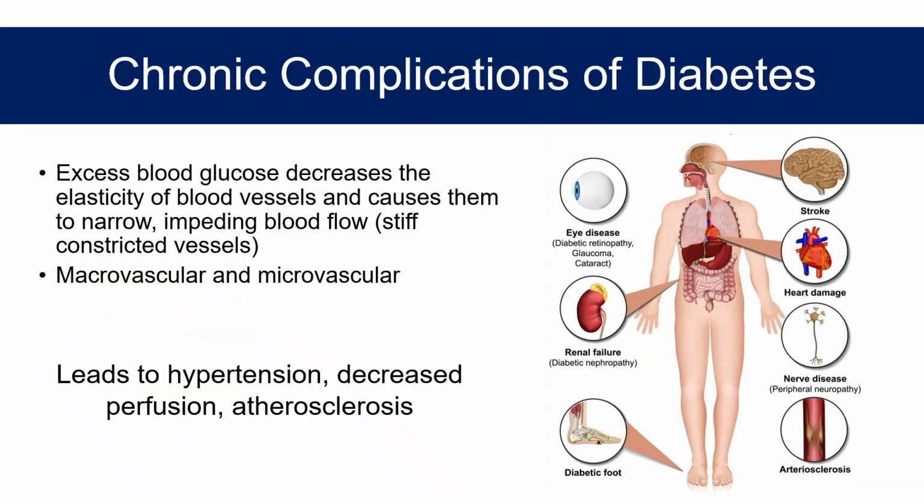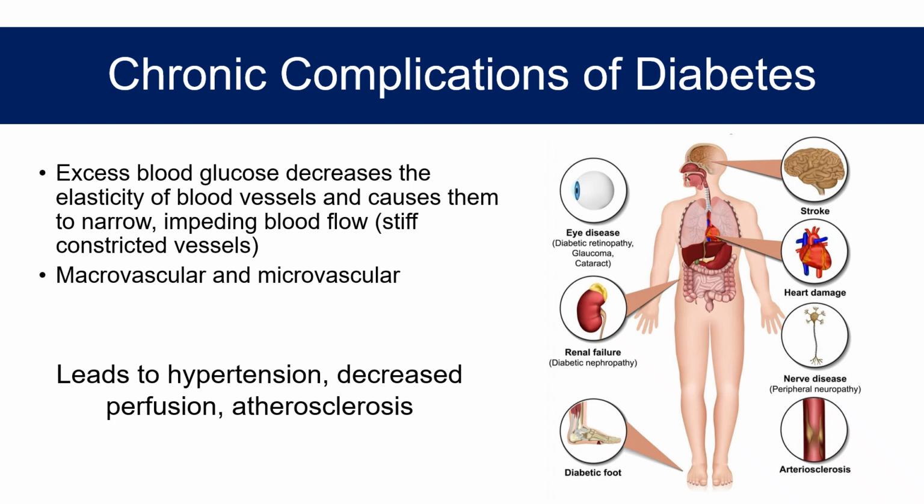As we know, diabetes wreaks havoc on the body. You know, whenever you have a patient in the hospital, 9 times out of 10, they have diabetes. So let's talk about the chronic complications of diabetes. When you have a lot of extra blood glucose, so prolonged hyperglycemia, it's going to start to affect our blood vessels. So the elasticity of the blood vessels decreases, and it causes them to become stiff and narrow. And if you remember, our blood vessels should not be stiff and narrow because that's going to cause problems. So that's exactly what diabetes does to the whole body.